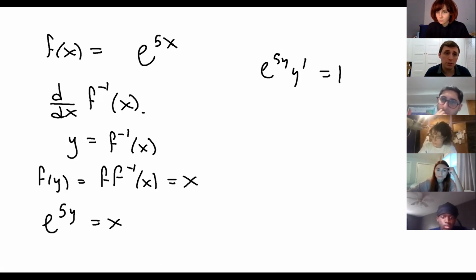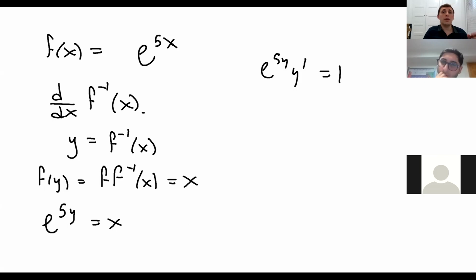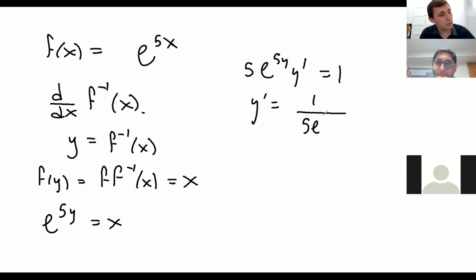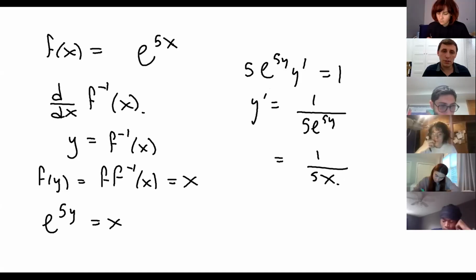That's clear geometrically. So we have e to the 5y times 5 is the derivative of e to the 5y times y prime is equal to 1, which means y prime is equal to 1 over 5e to the 5y. But e to the 5y is equal to x, which means that we get 1 over 5x. Yes? Do you see how I solved it, guys?